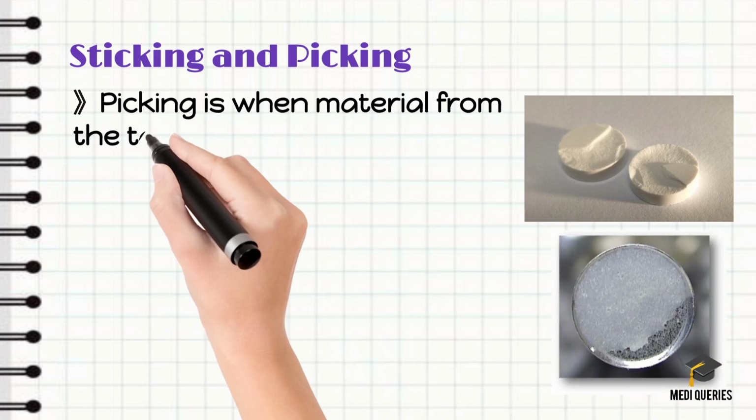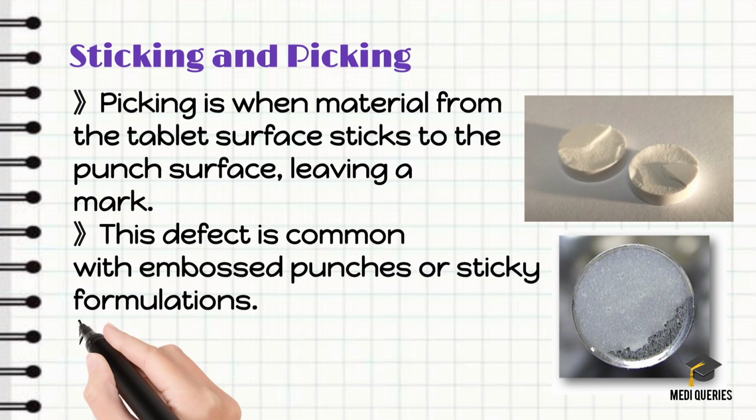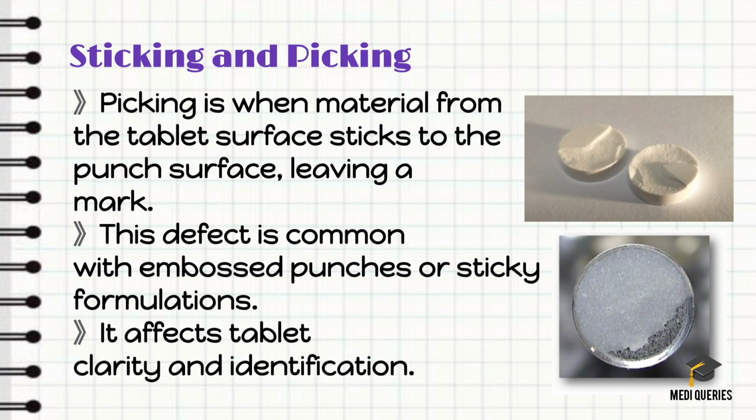To prevent this, improve the granule drying, increase the lubrication concentration, or coat the punch face with anti-adherent agents. The punches should also be cleaned and polished regularly to avoid material build-up here. In some cases, a change in the binder type or switching to a non-stick punch coating may be necessary. Sticking and picking reduce the tablet quality and can disturb large-scale production efficiency.